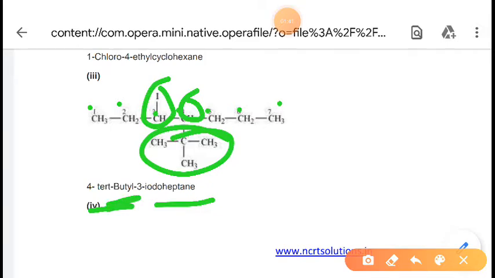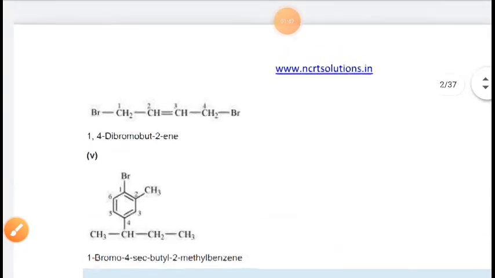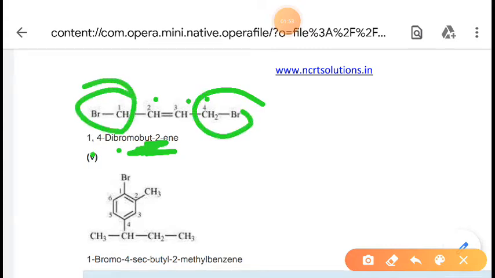Okay. So now next is number 4, 1,4-dibromobut-2-ene. When you talk about but, you see the parent chain, no? But means 1, 2, 3, 4, 4 carbon. In the first and the fourth there is a bromine, and after that in the second position there is a double bond, so 2-ene.